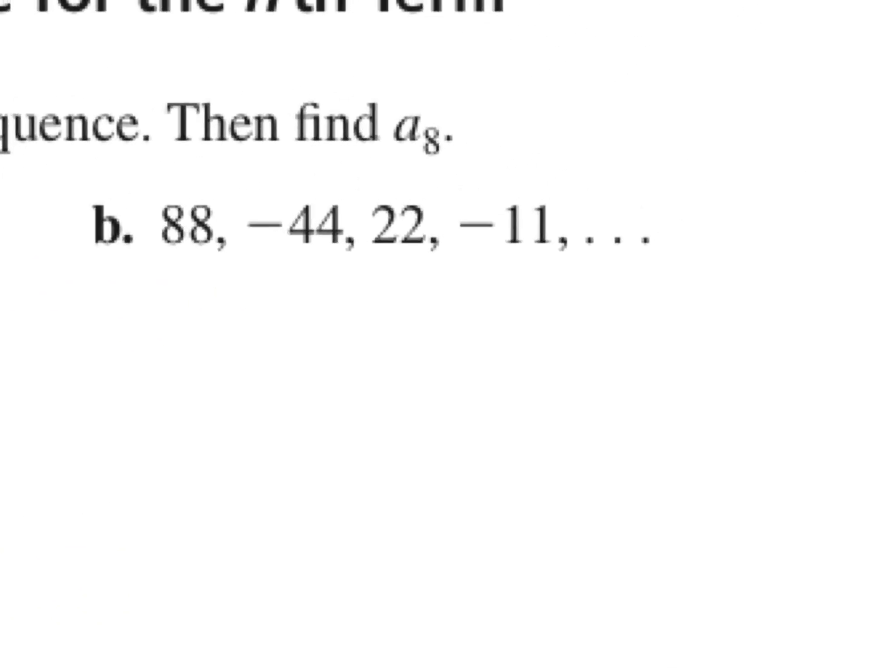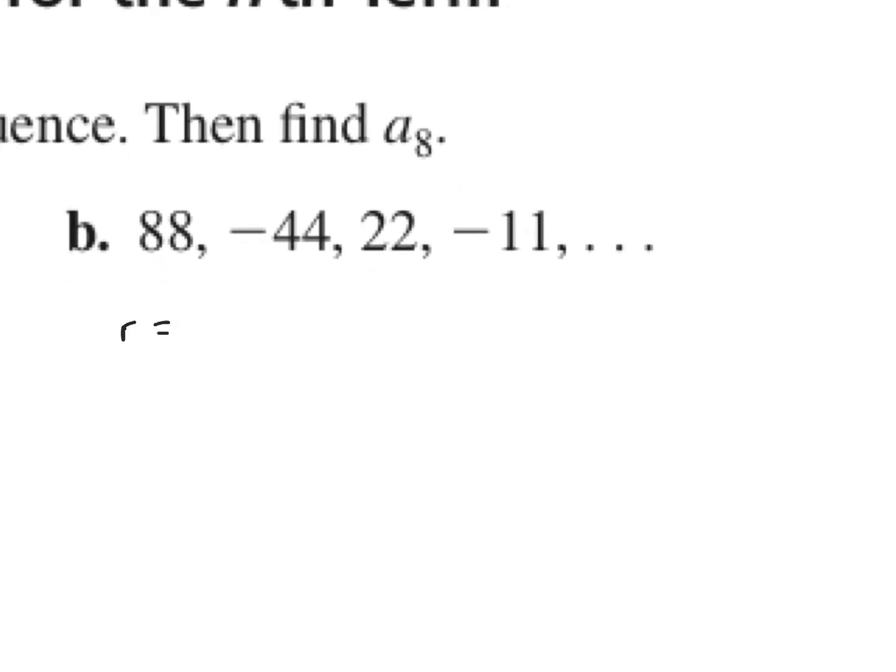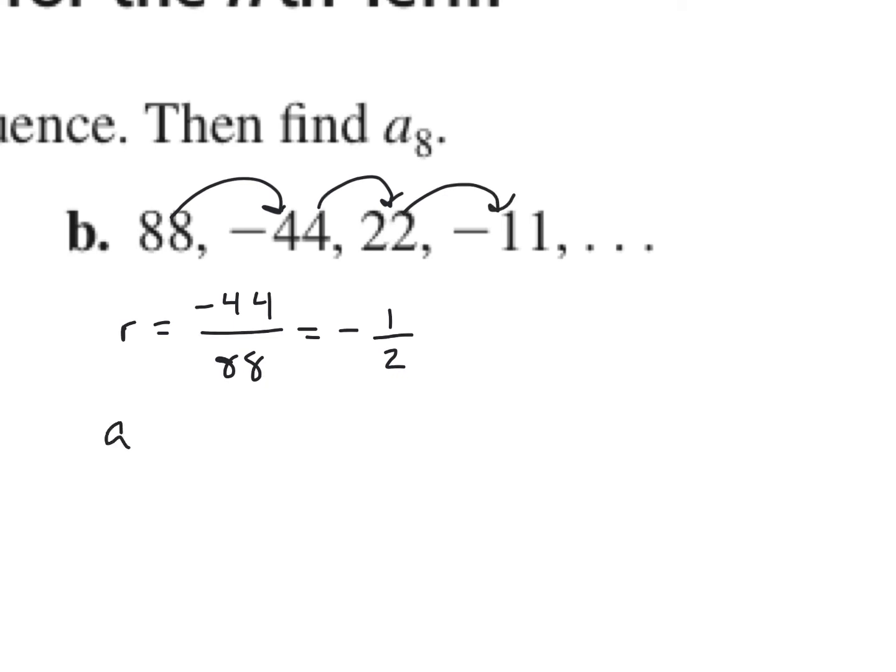So B. First thing we want to do is find our common ratio. How do we find the common ratio? Second term divided by the first term. How do we simplify negative 44 divided by 88? Negative 1 over 2. So that's our r. We're multiplying each one of these by negative 1 over 2 to get to our next term. And what is our a sub 1? 88.